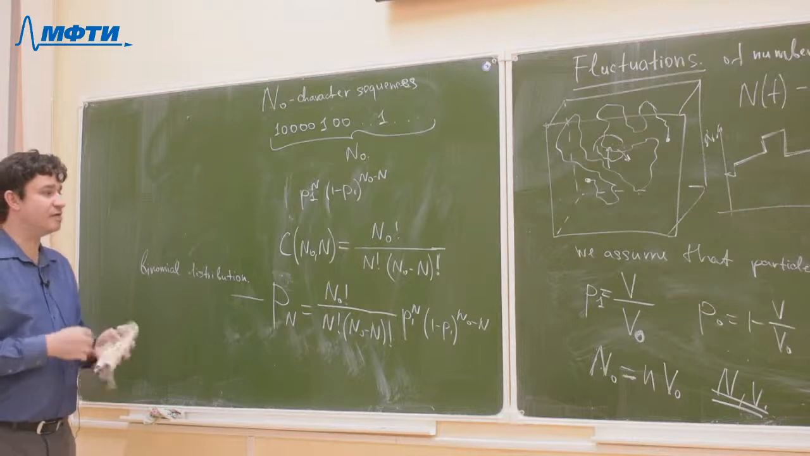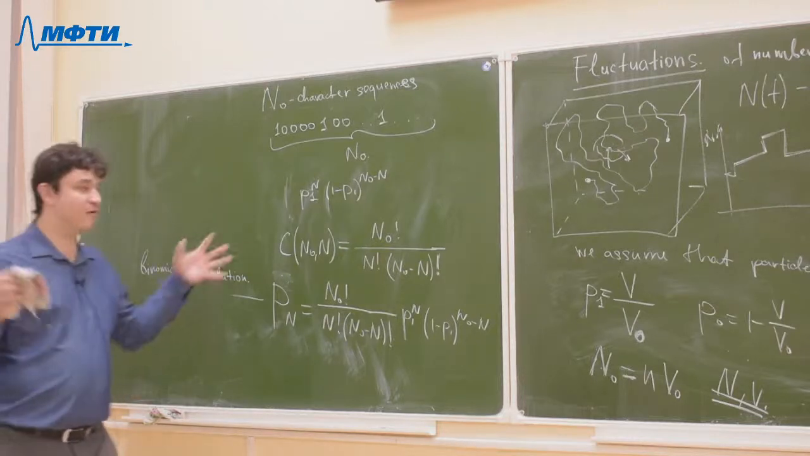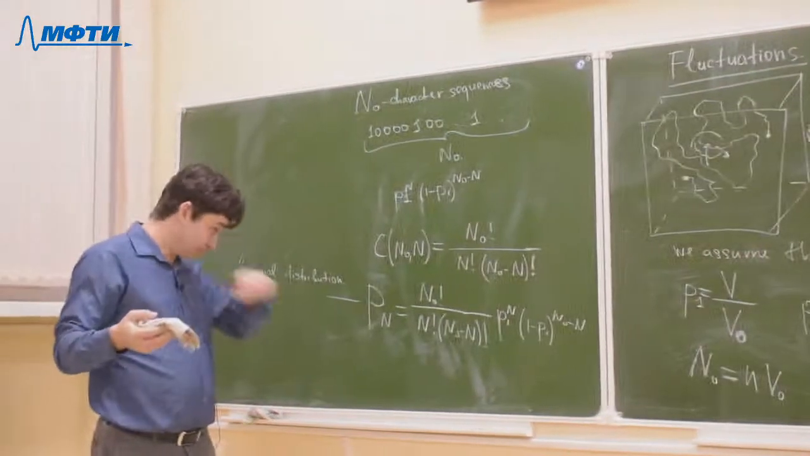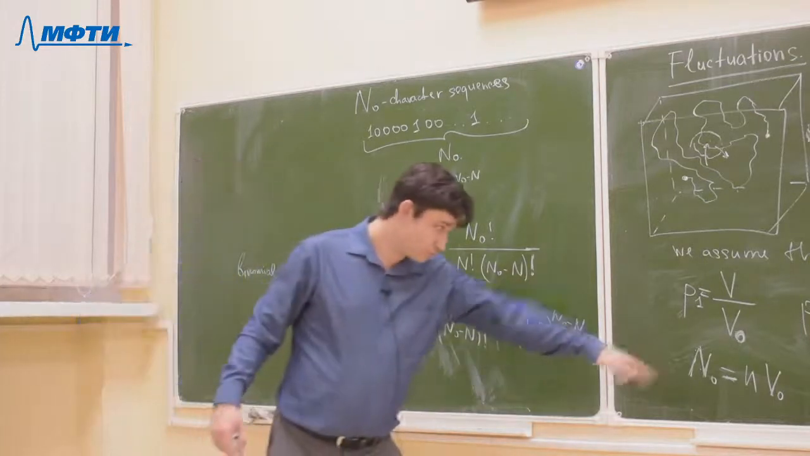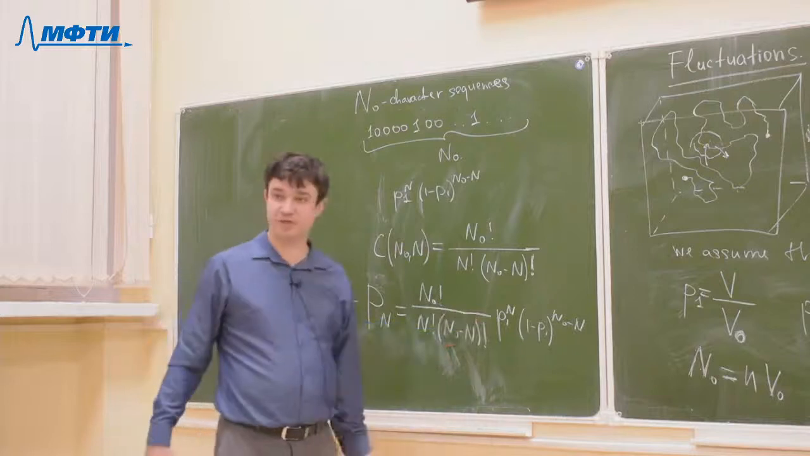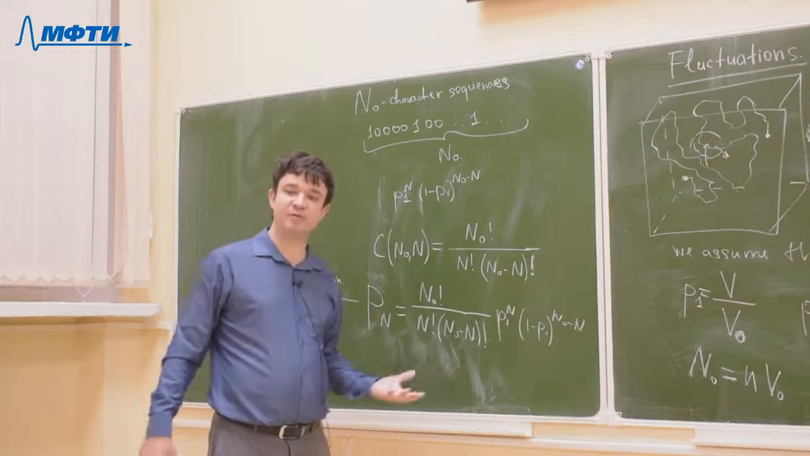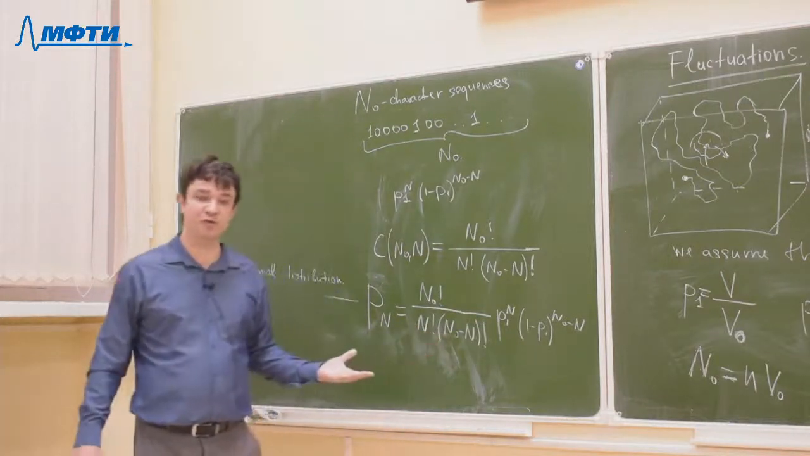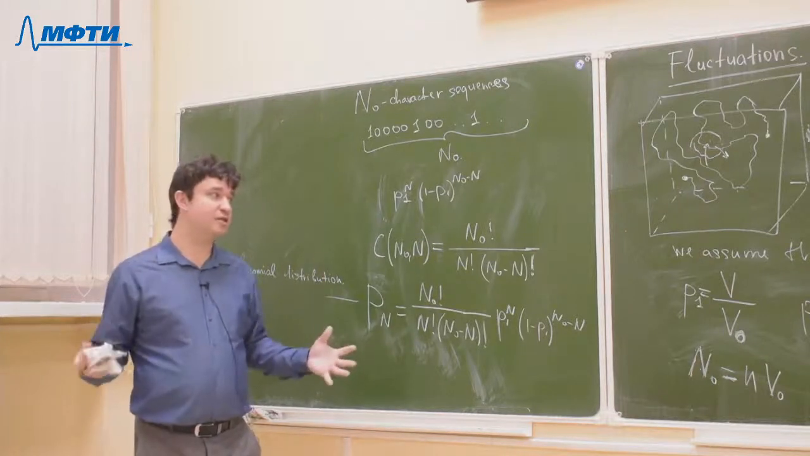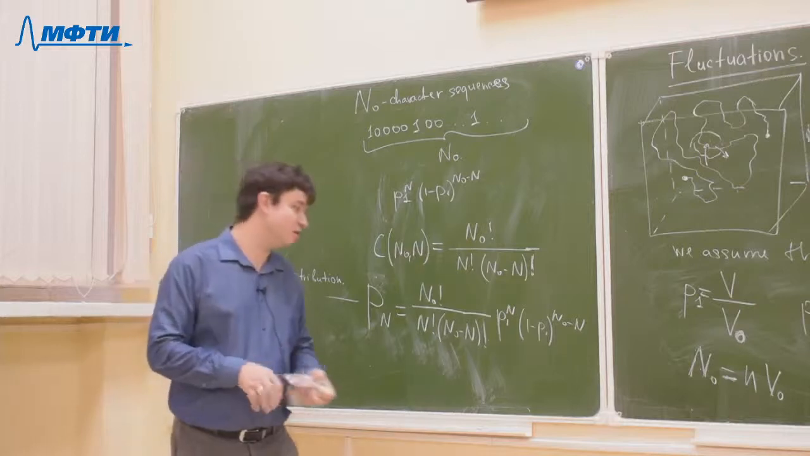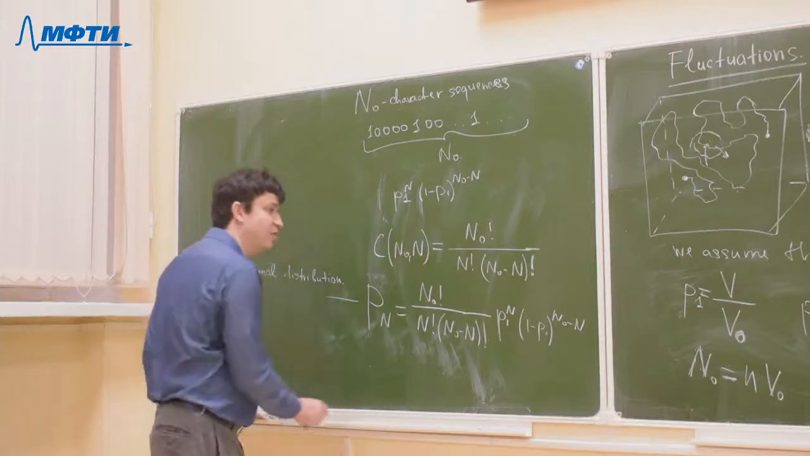But in our case, we can assume that the volume of our vessel is infinitely large. We want to eliminate n zeros and v zeros from our formulas. We want to have some kind of a probability distribution which is independent of volume. And this can be achieved if the volume is very large, much larger than the selected volume V.